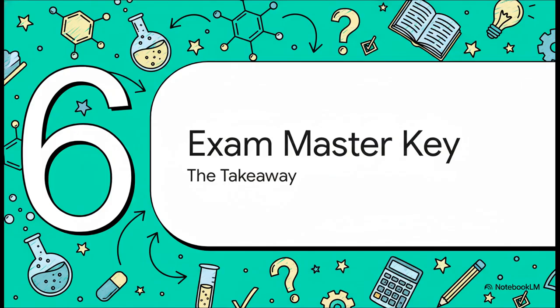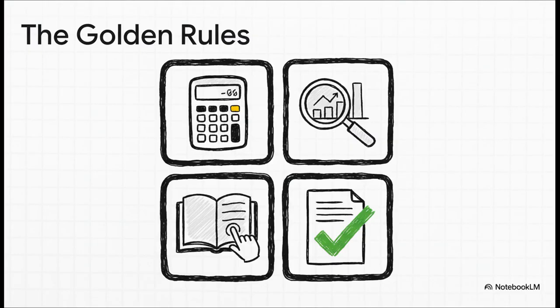So let's wrap up with the most important part of all. Section 6, your exam master key. This is where we take what we learned from this one question and see how we can apply it to every exam you sit. Here are the golden rules. 1. Always show your working and calculations. You can get marks for the method even if your final answer is wrong. 2. Use the data they give you. It's there for a reason.